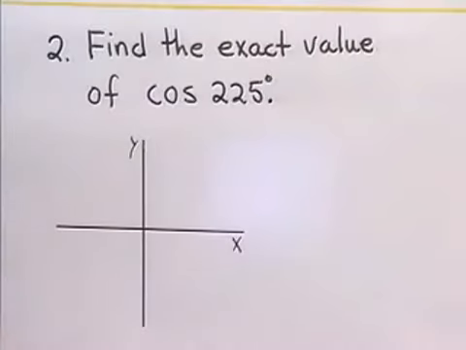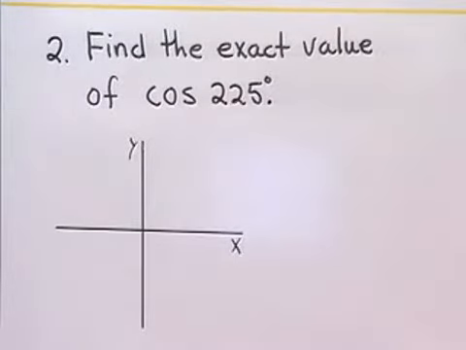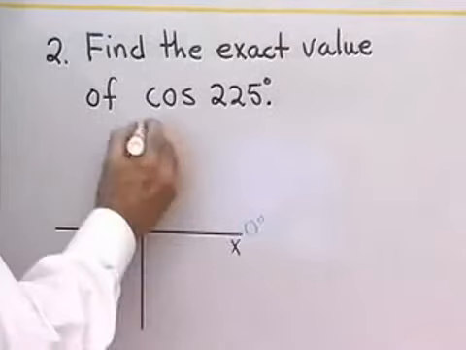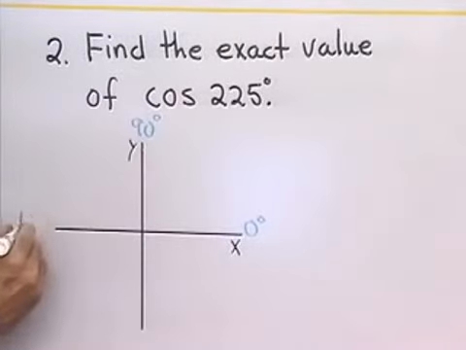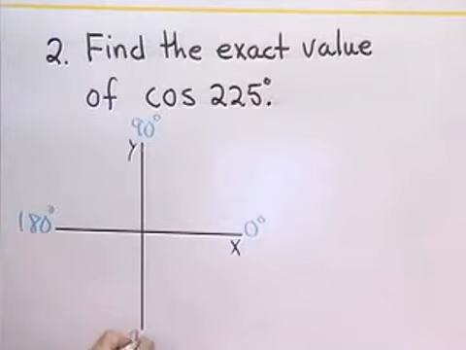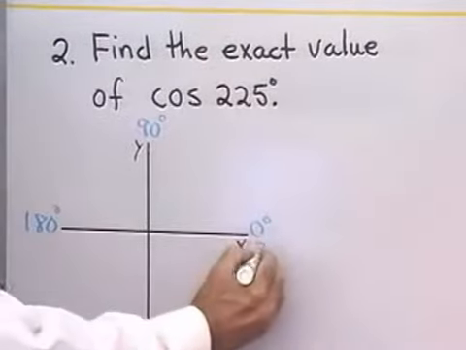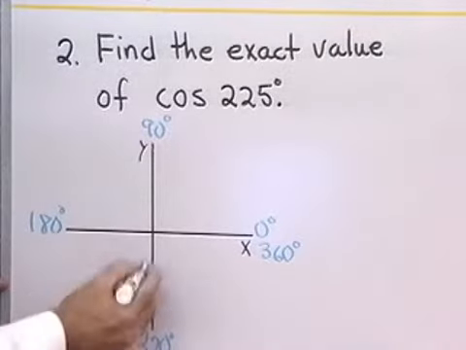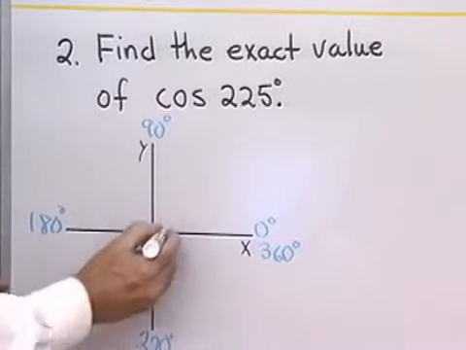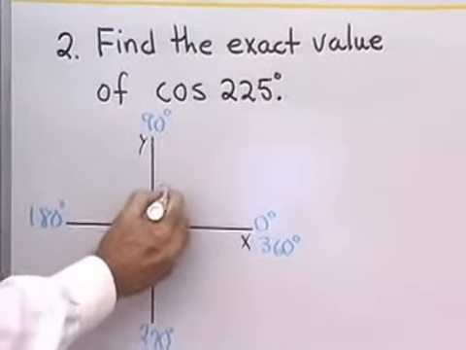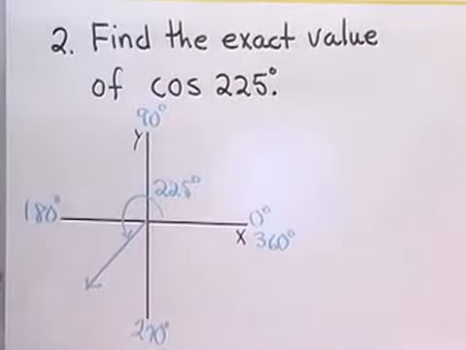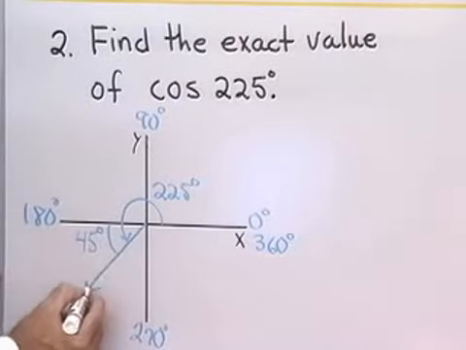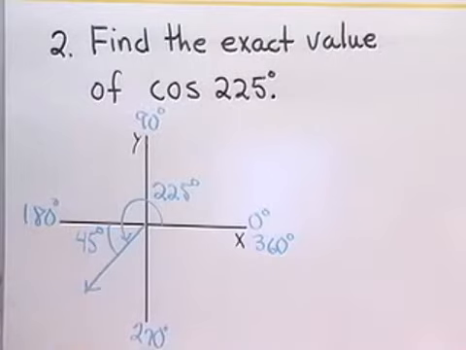Here's our next problem. Find the exact value of cosine 225 degrees. So again, I'm going to go around my coordinate system here. This is 0 degrees, 90 degrees, 180 degrees, 270 degrees, and then back to here would be 360 degrees. So 225 degrees is between 180 and 270. So I'm going to draw it in right here. Here's my angle, 225 degrees. And then its reference angle is, right here, 45 degrees. That's 225 degrees minus 180 degrees, which is 45 degrees.